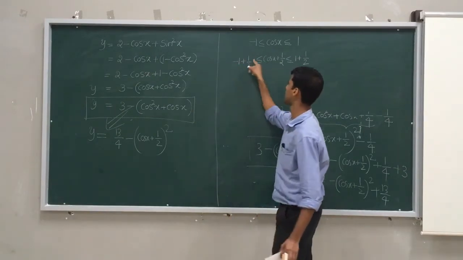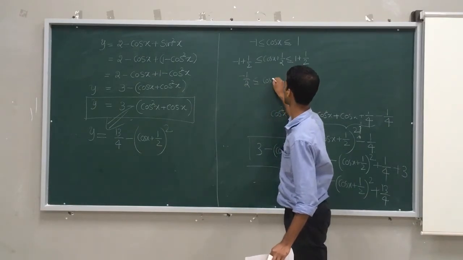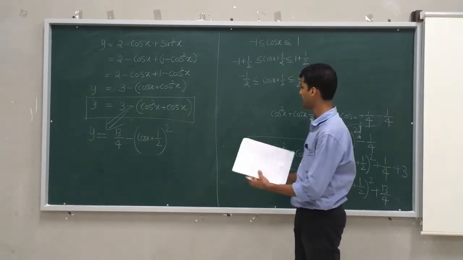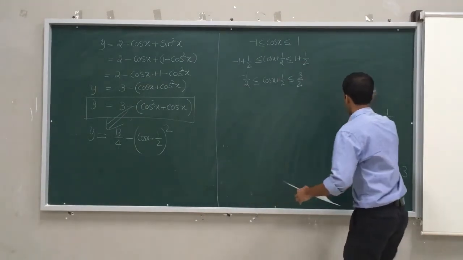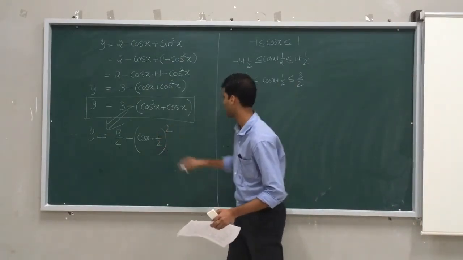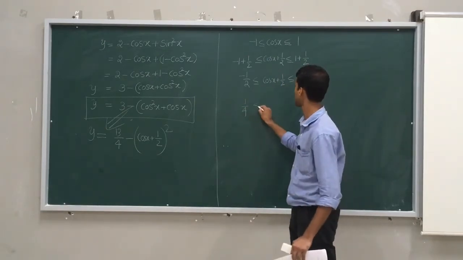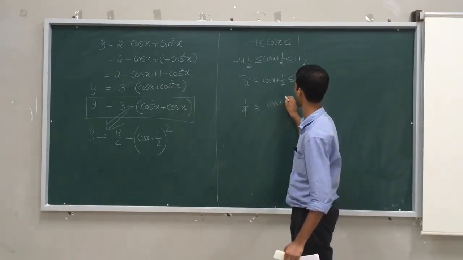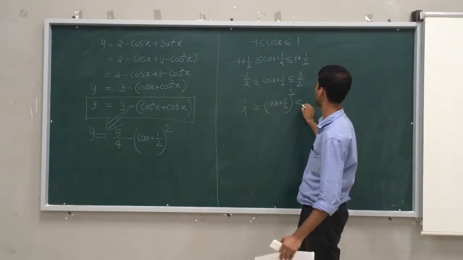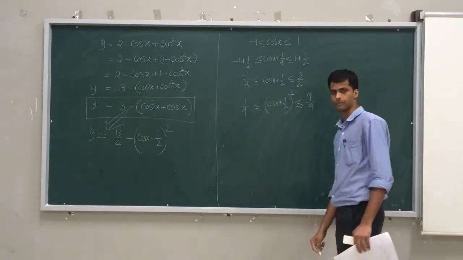Hope you understood. What is minus 1 plus 1 by 2? It is minus 2 plus 1, so it is minus 1 by 2 less than or equal to cos x plus 1 by 2 less than or equal to 3 by 2. Okay. Now, we will square it. When I square, this becomes 1 by 4 greater than or equal to cos x plus 1 by 2 the whole square. If I square here, I should square there also. Minus 1 by 2 squared is 1 by 4, and 3 by 2 squared is 9 by 4.